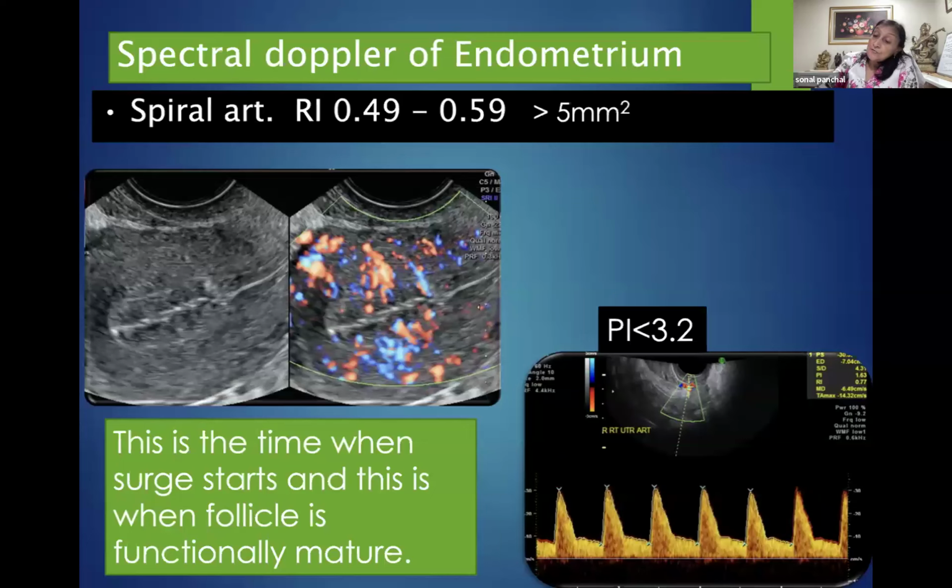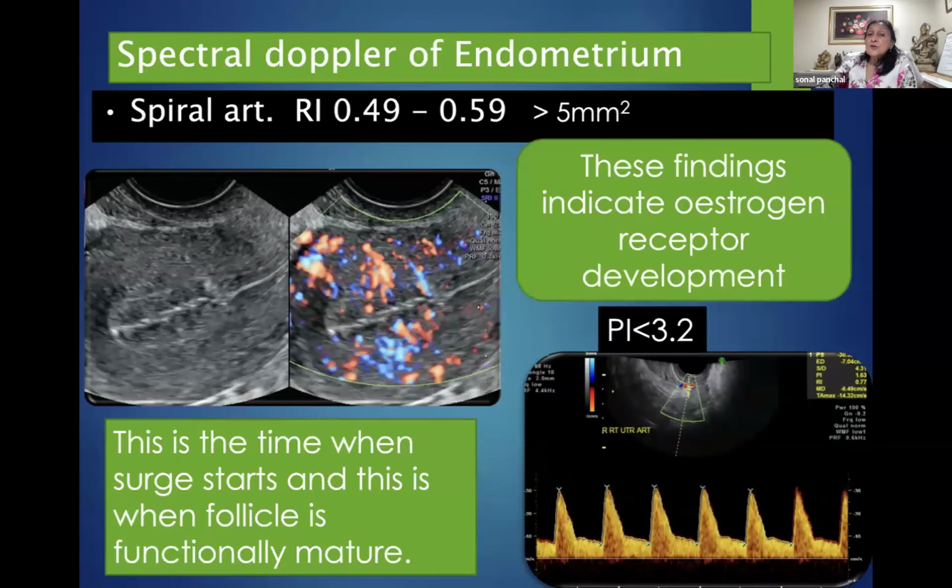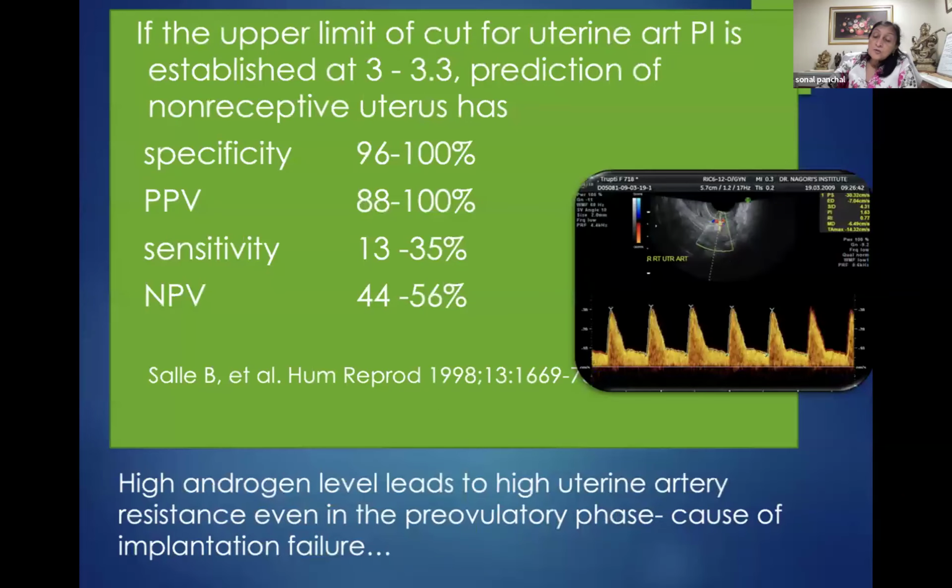If the estrogen is acting on the estrogen receptors in the uterus, that means even the PI of the uterine artery should be less than 3.2. It is at this time that the surge starts, and it means that the follicle is functionally mature and there's an adequate estrogen receptor development, and the estrogen is acting on the endometrium also.